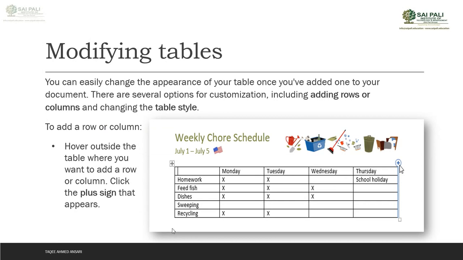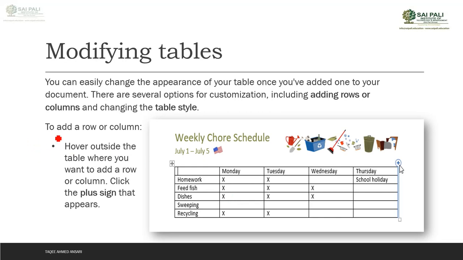Then for modifying the tables, that means you can easily change the appearance of your table once you have added one to your document. So there are several options for customizing, including adding rows or columns and changing the table style. So we can add rows or columns, and we can delete rows and columns, and also we can do what? Change the style of the table.